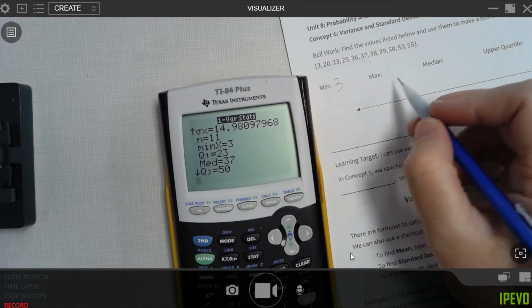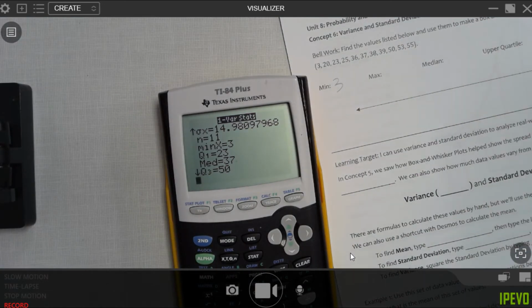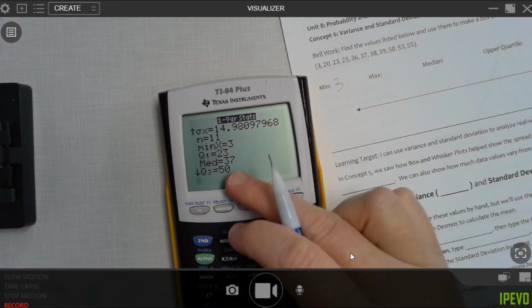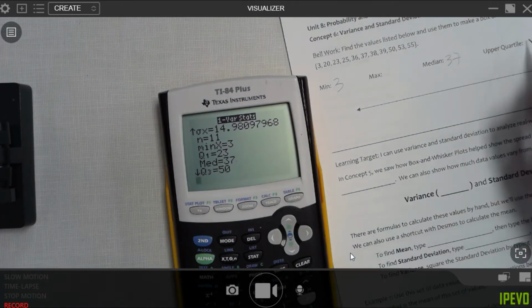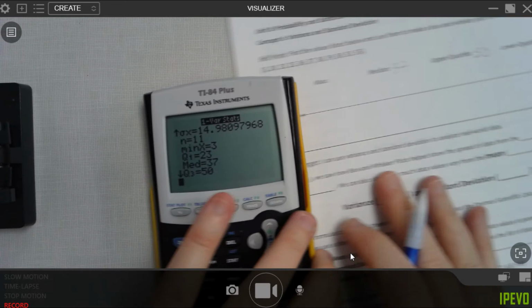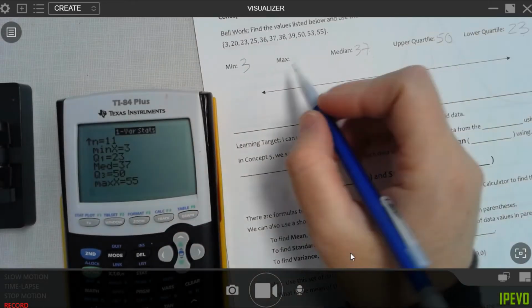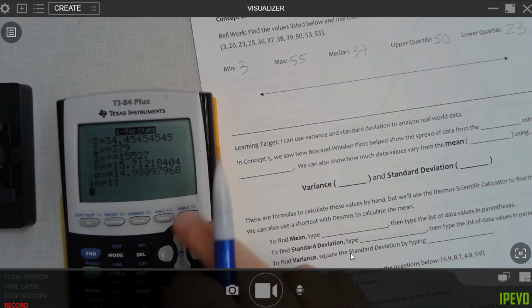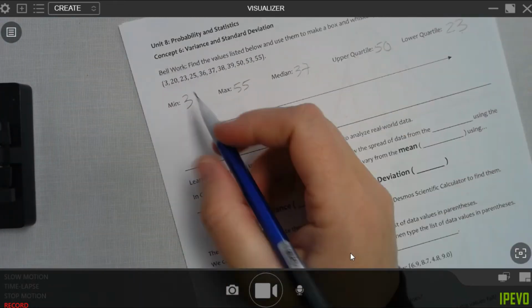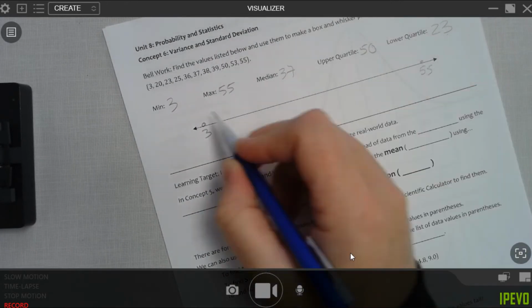And then your quartile 1 right here is 23. Where's that lower quartile? And then my median is 37. My quartile 2 is 50. And then arrow down, and my max is 55. So if you have a graphing calculator, you can do all of it on there. And then you would just plot your numbers. So we have 3 up to 55.